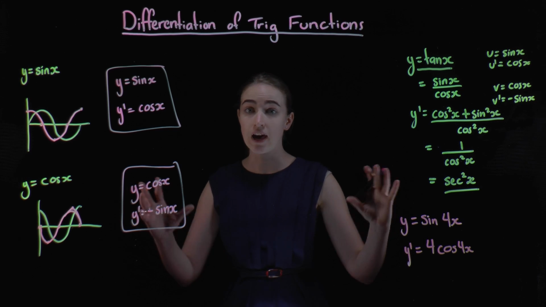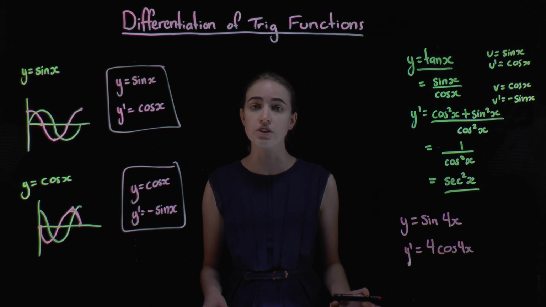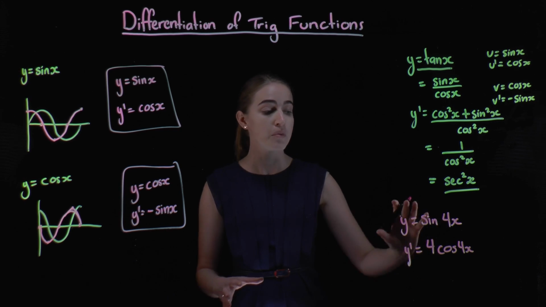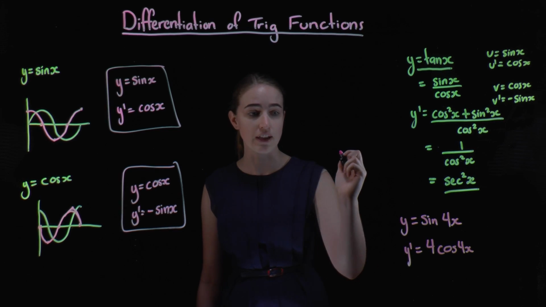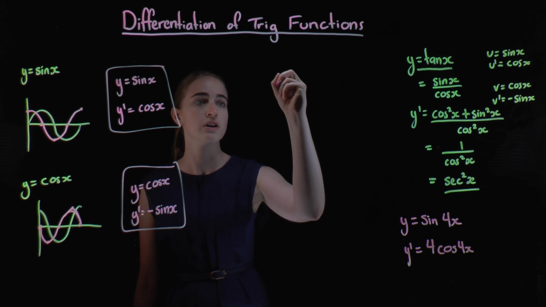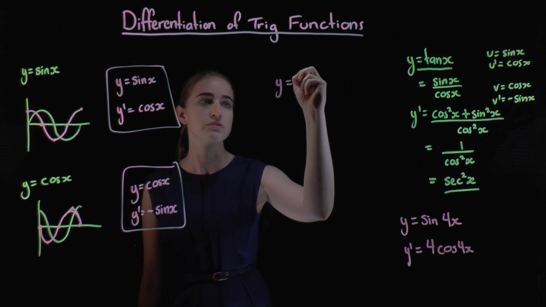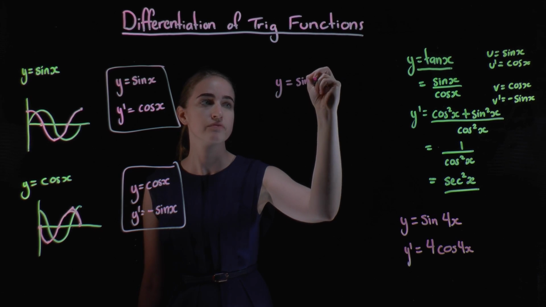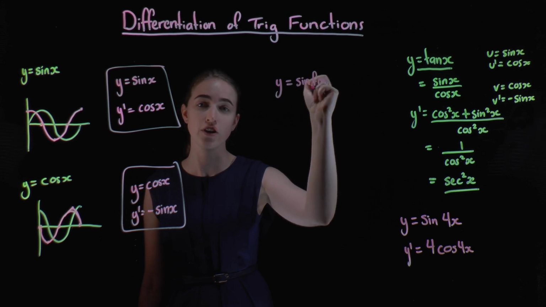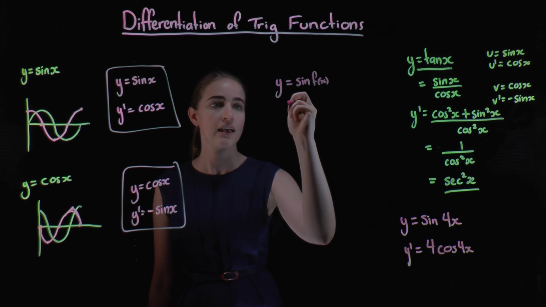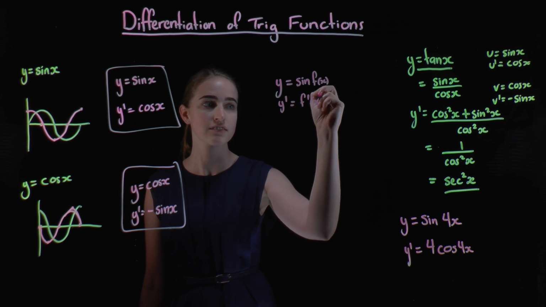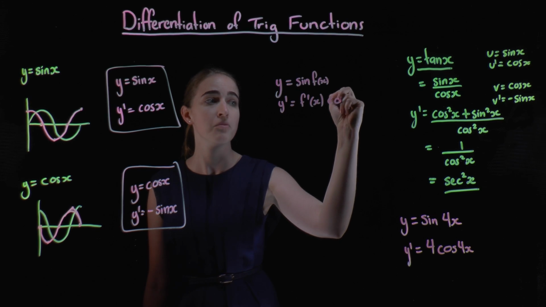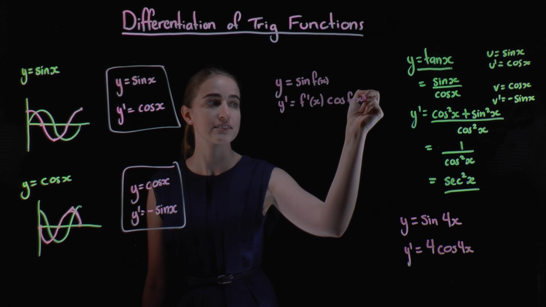So these differentiation rules are on your formula sheet, but they look a little bit different because they're stated in a more general sense. So let's have a look at what they look like. So for example, y equals sine f of x. So we've got a function in there, not just an x. Then our derivative is going to be f dash x, so the derivative multiplied by cos fx.